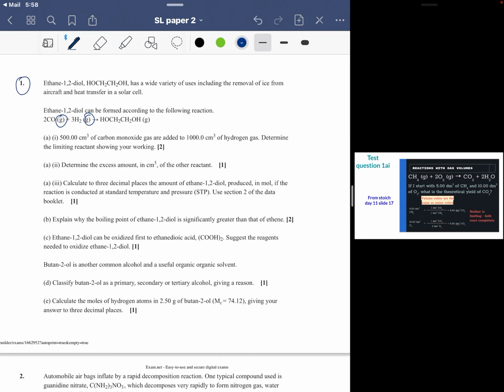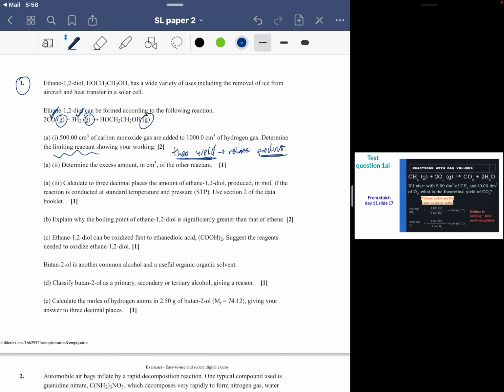The first thing to notice in question one is that we're dealing with all gases. So we need to use those gas laws that we learned. The first question is asking about limiting reagent. Limiting reagent asks you to find the theoretical yield if carbon monoxide is limiting or if hydrogen is limiting. That means you need to relate your math to the product formed.